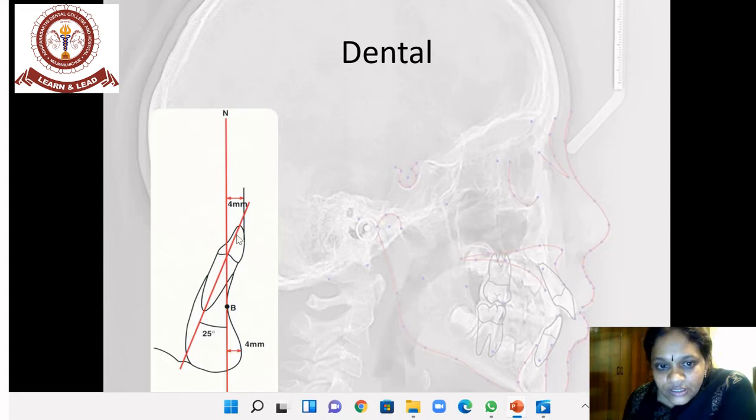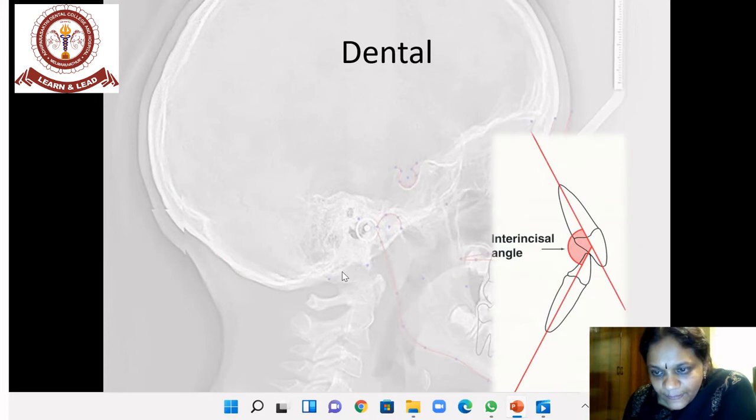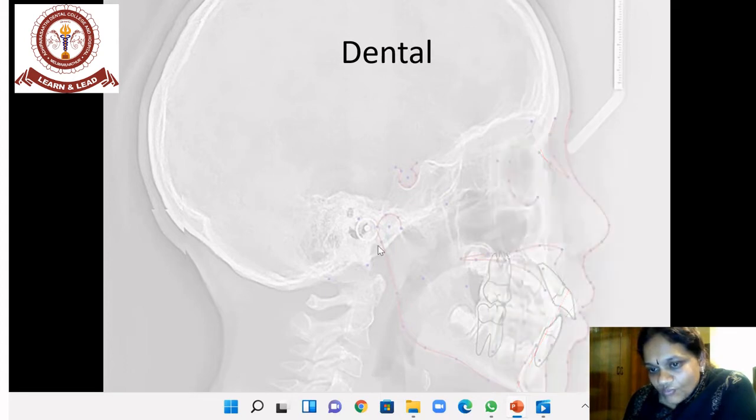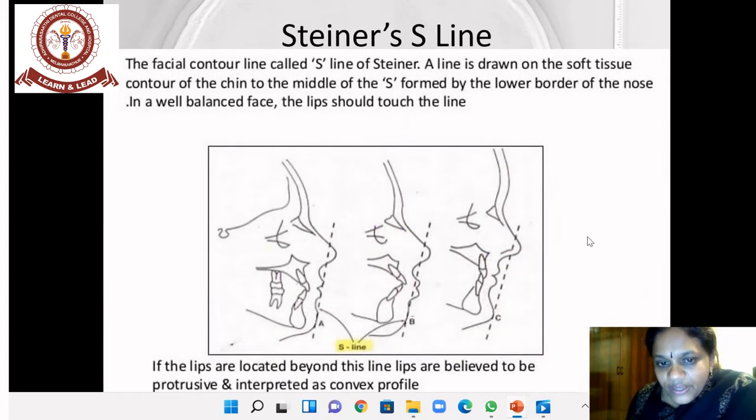The same way, NB angular and NB linear. You have to draw the long axis of lower incisor, and the angle formed between NB line and this line will give you the relative position of your anterior dental structures to your mandibular bone. And for the linear measurement, you have to measure from the labial surface of lower incisor to the NB line. The ideal value should be 4 mm. Interincisal angle is the angle formed between the long axis of upper incisor and the lower incisor. Usually you have to take the tooth which is most proclined. The ideal value of interincisal angle will be around 130 degrees.